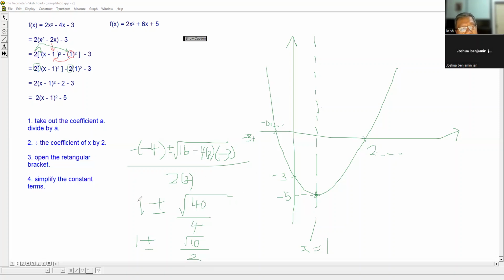Did you use this formula, or did you key in the wrong number inside? This should be the one. A, B, C. A should be 2, B should be -4, C should be -3. Then negative B, B squared minus 4AC. So this is the calculation.